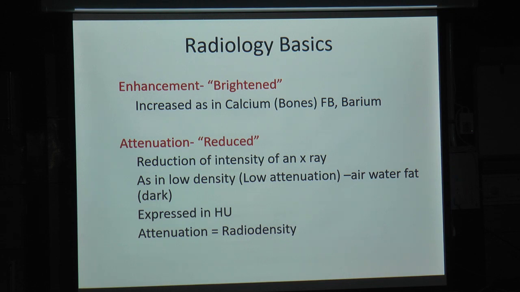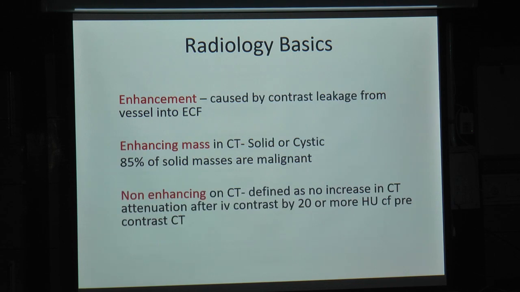And the other term is attenuation, which means the opposite. It's reduced. So attenuated lumps, like an X-ray going through water, will be dark and there will not be much density in the substance. So there will be low attenuation. In actual words, attenuation means radio density. So what are the low density stuff? Air, water, fat. You all know AML, classic example, the fat is minus 20 HU, which is what I was trying to make at.